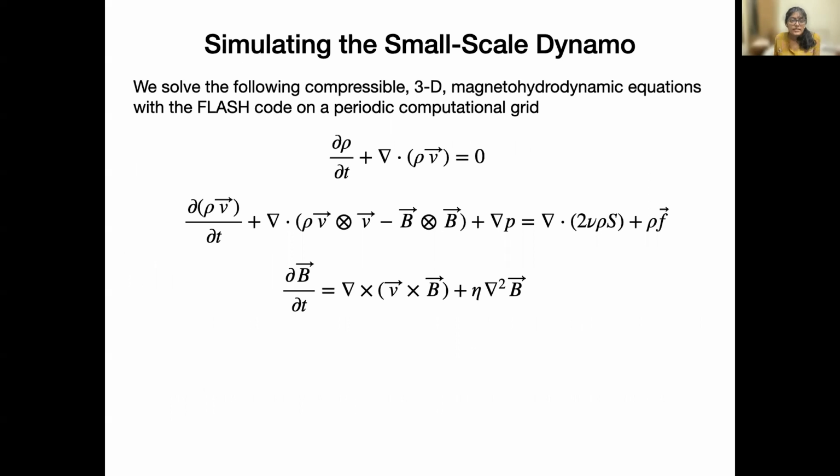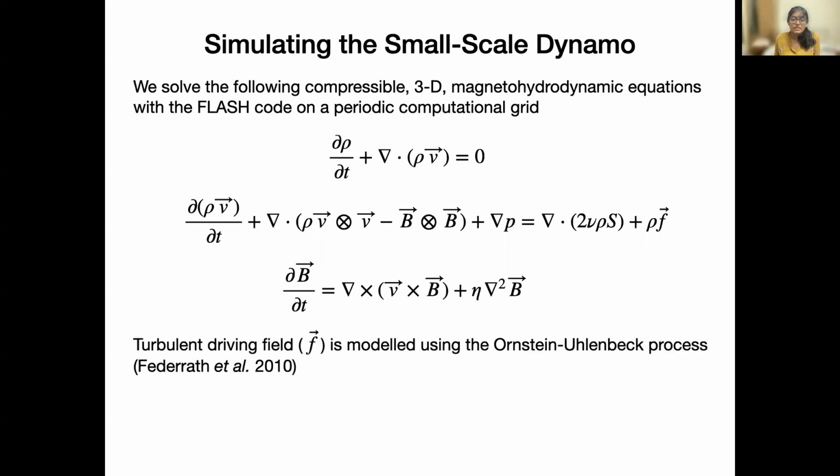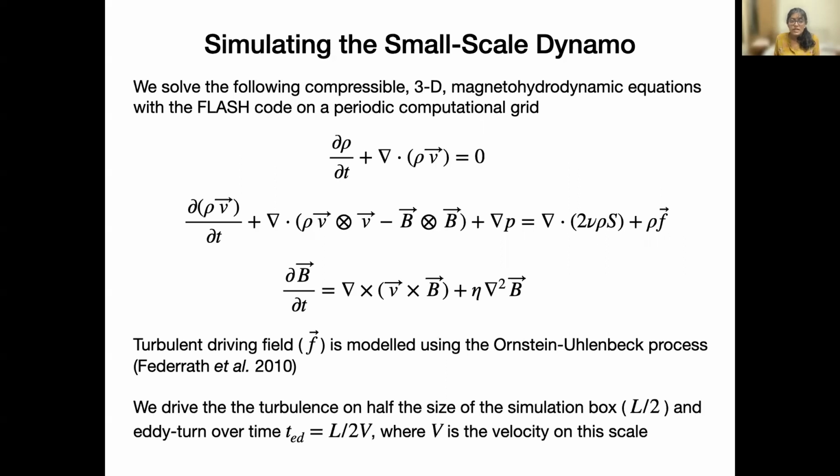We simulate the small-scale dynamo using the Flash code, and we solve the 3D MHD equations on a uniform computational grid. The MHD equations are closed with an isothermal equation of state. The turbulent driving field F, which injects energy into the plasma in this momentum equation, is modeled using the Ornstein-Uhlenbeck process, and we drive turbulence on half the size of our simulation box and define the eddy turnover time as the driving scale divided by the velocity.